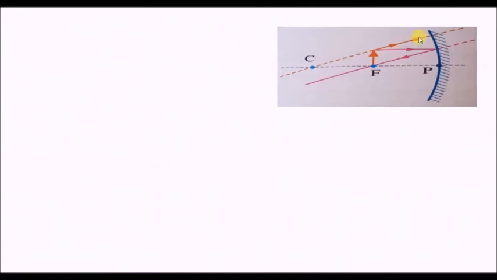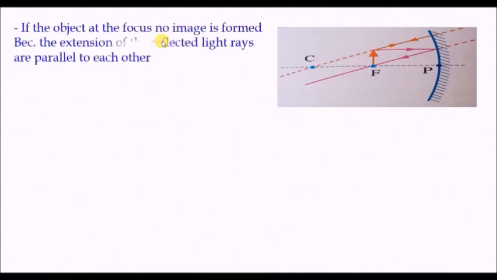As we see here, the 2 reflected light rays are parallel to each other, and if we make an extension to the reflected light rays, the extension too will be parallel. So in this case no image is formed. Why? Because the reflected light rays and their extension are parallel to each other.